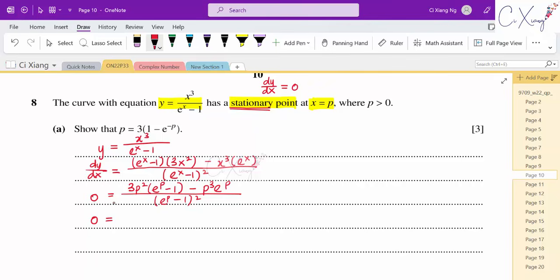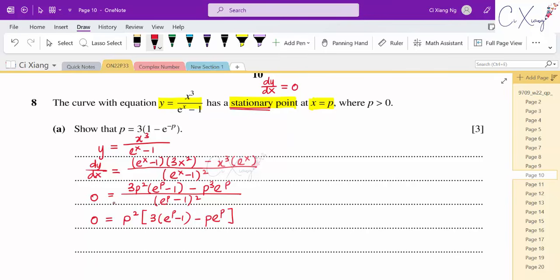For the numerator on top, I realize I can factorize out the p squared. If I factorize out the p squared, then I have 3 e power p minus 1 minus p e power p.